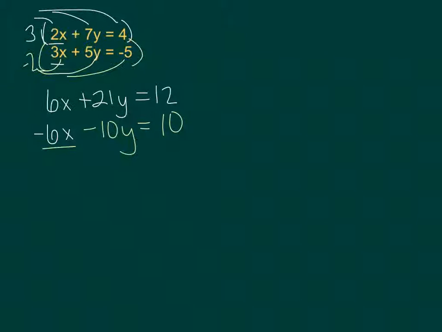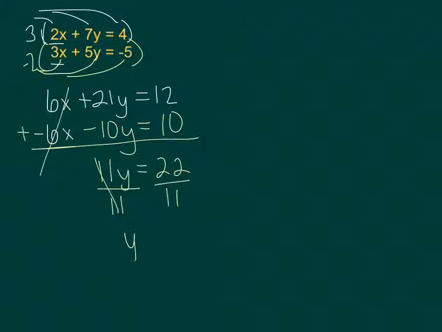So now that I've multiplied both equations by a scalar, I'm going to add them together. So 6x plus negative 6x cancels. 21y plus negative 10y is 11y, and 12 plus 10 is 22. So I've eliminated my x. I'm going to divide both sides by 11, and we notice that y equals 2. So in my answer, the y-coordinate for my ordered pair is 2.